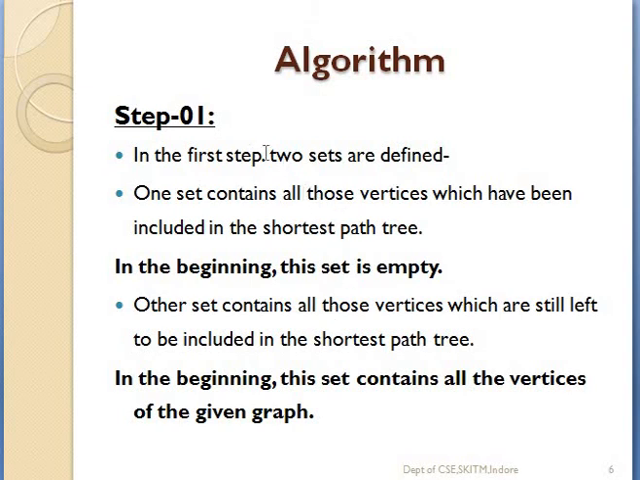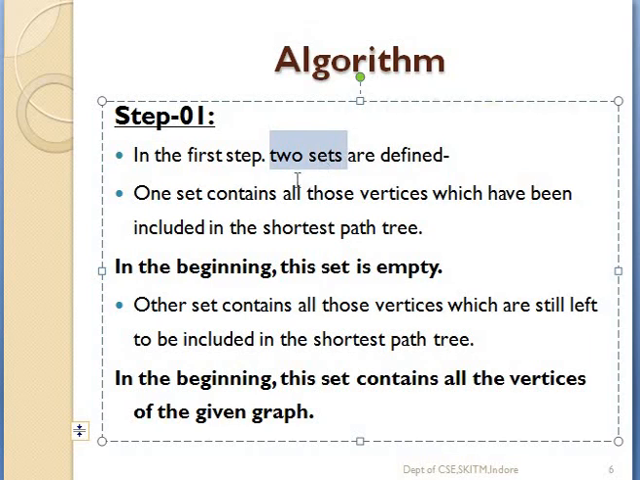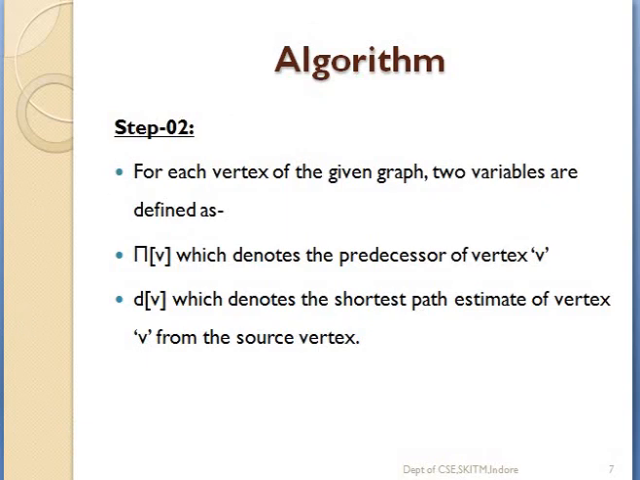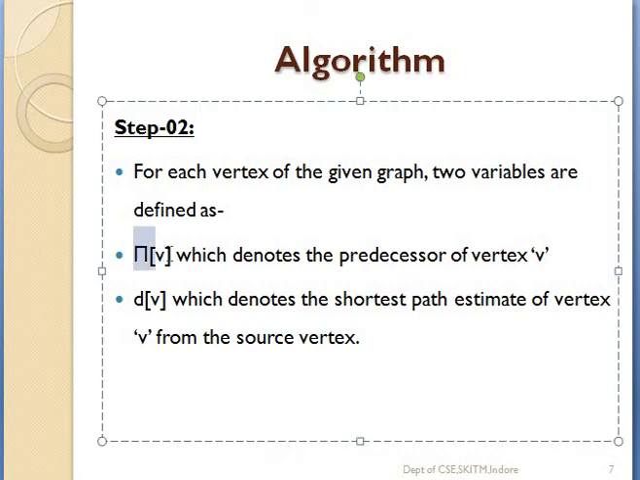So in short, we are making two sets: the visited set and the unvisited set. The second step is that for each vertex of the given graph, two variables are defined. First is phi of v, which denotes the predecessor of the vertex v, and second is the distance of v, which denotes the shortest path estimate of the vertex v from the source vertex.